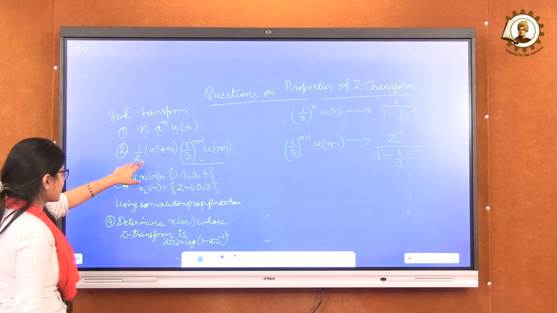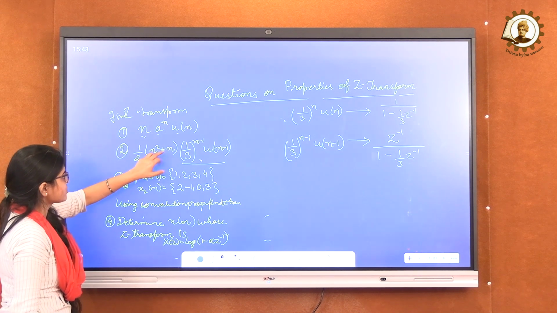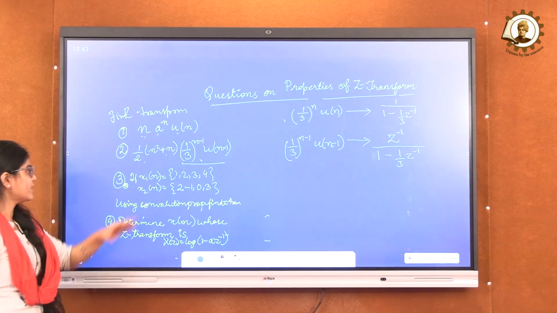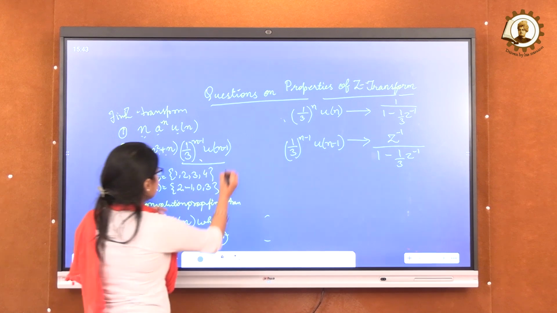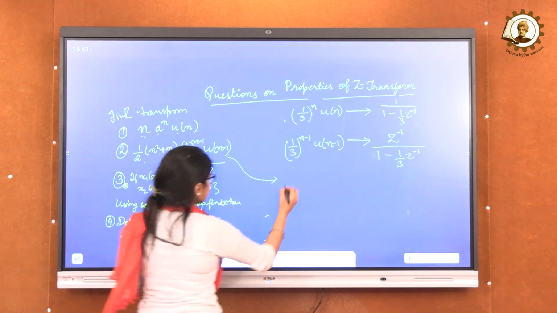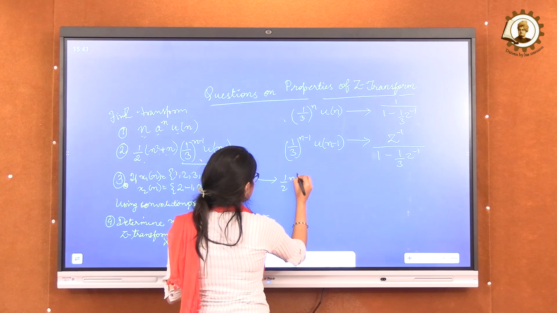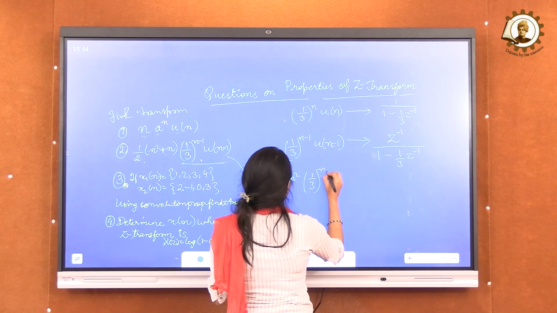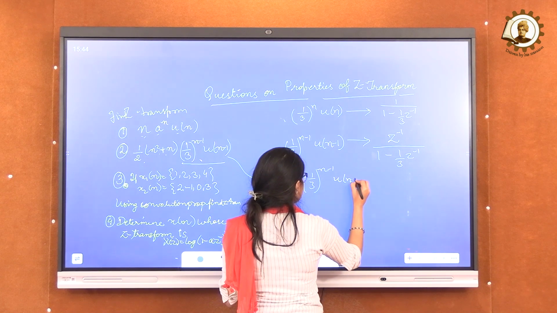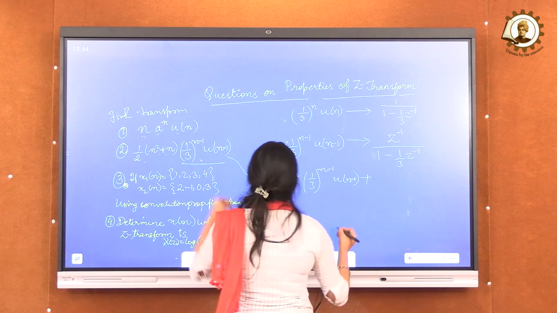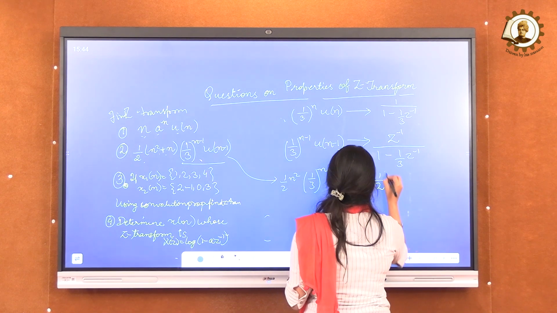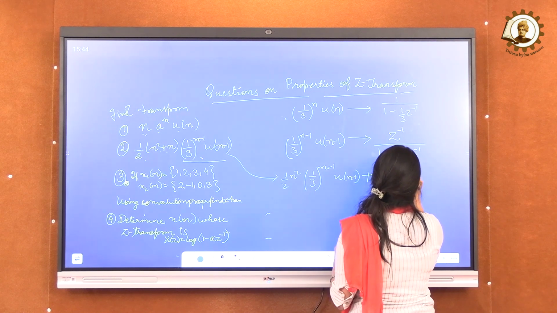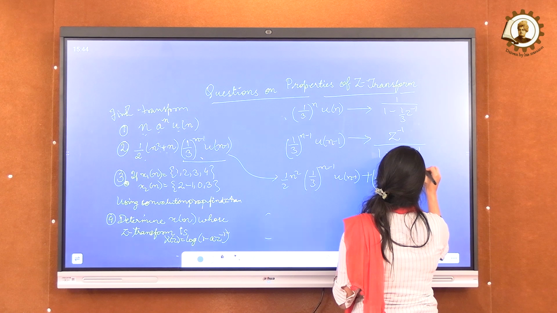Now here you see, there are two signals. You can write it as half n square into this part plus n into this part. Again, the linearity property is there. This plus means if I write it, see, this will be half into n square into 1 by 3 to the power n minus 1 u of n minus 1, plus half into n, then it is what? 1 by 3 to the power n minus 1 u of n minus 1.